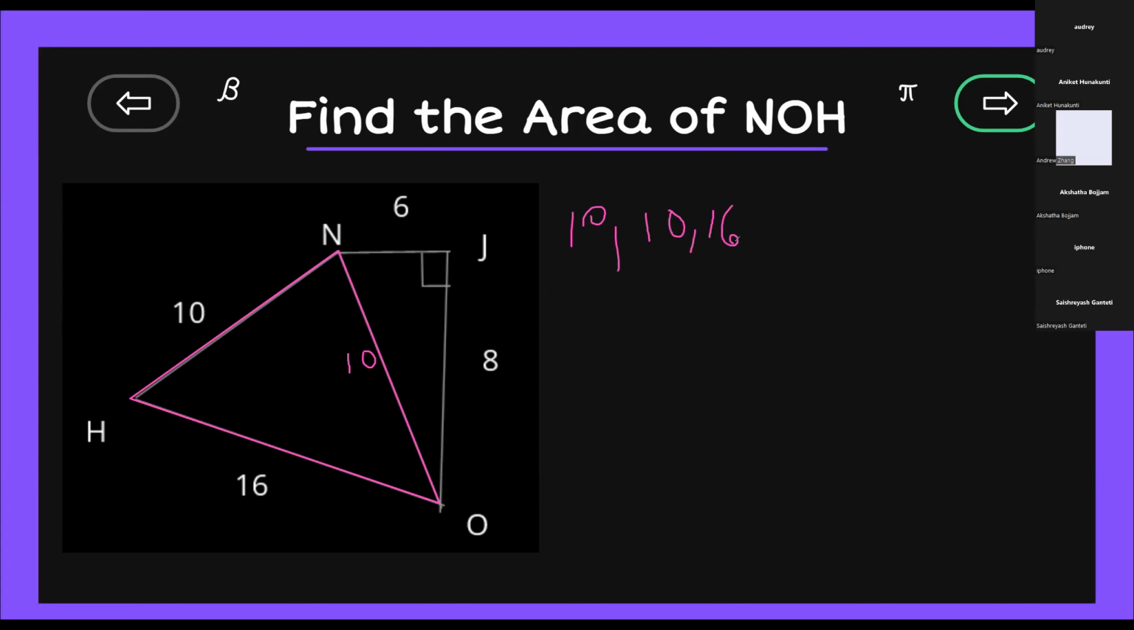Yeah, you can, but in some scenarios, you will not have the ability to divide it down because it won't be an isosceles triangle. And in that case, Heron's formula would be easier. Yeah, for this one.